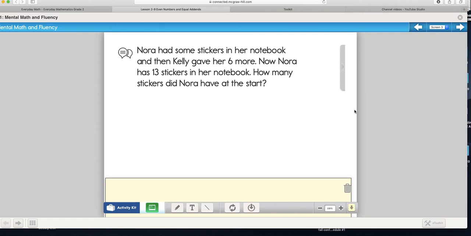Nora had some stickers in her notebook, and then Kelly gave her 6 more. Now Nora has 13 stickers in her notebook. How many stickers did Nora have at the start? When you have it on your dry erase board, or if you're working on a piece of paper at home, hold it up so I can see it. Thank you, Lady. You can put yours down. Thank you, Levi. You may put yours down. Thank you, Jamie. You may put yours down.